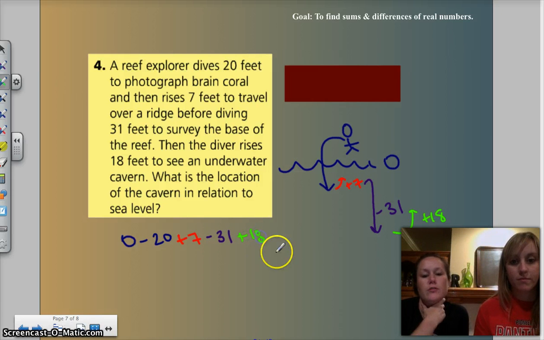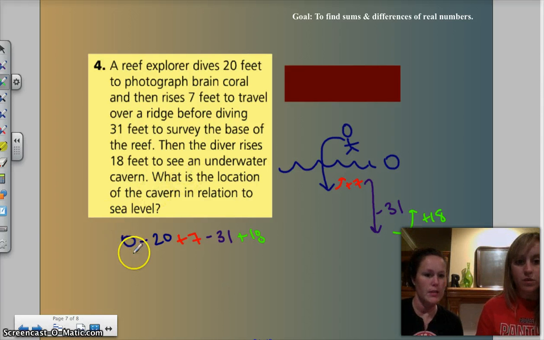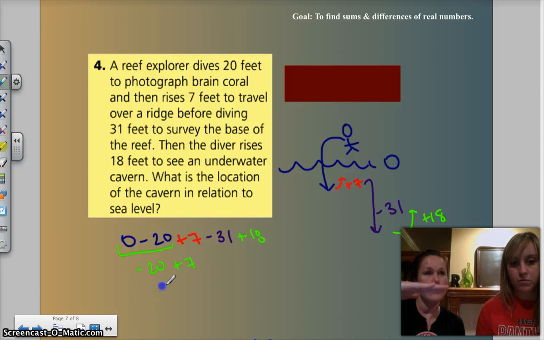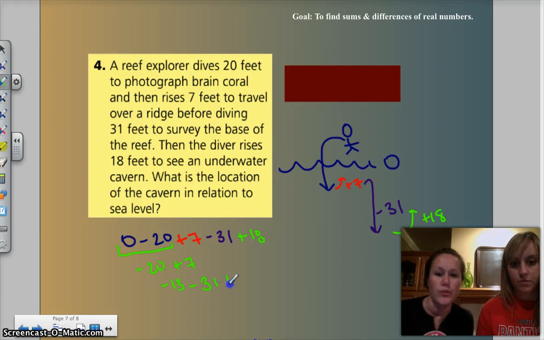All right, so here's our entire math problem. Let's just do it all together. Negative 20 gets me to negative 20. It's like order of operations. So I'm at negative 20, going to go up 7. That's going to get me to negative 13.